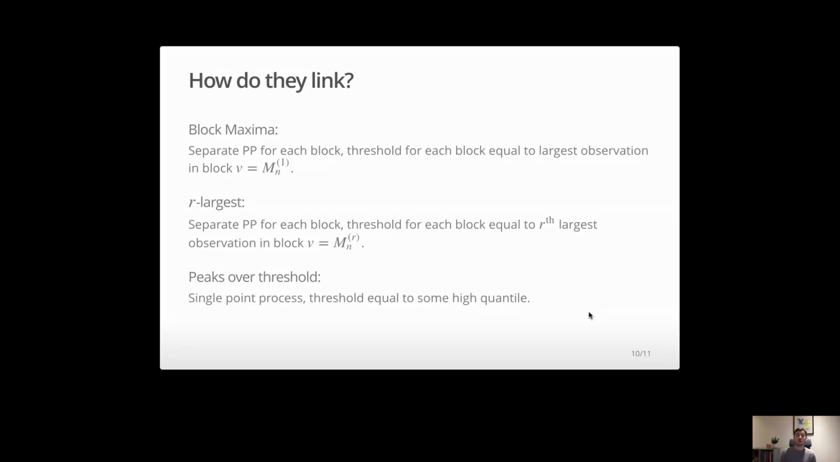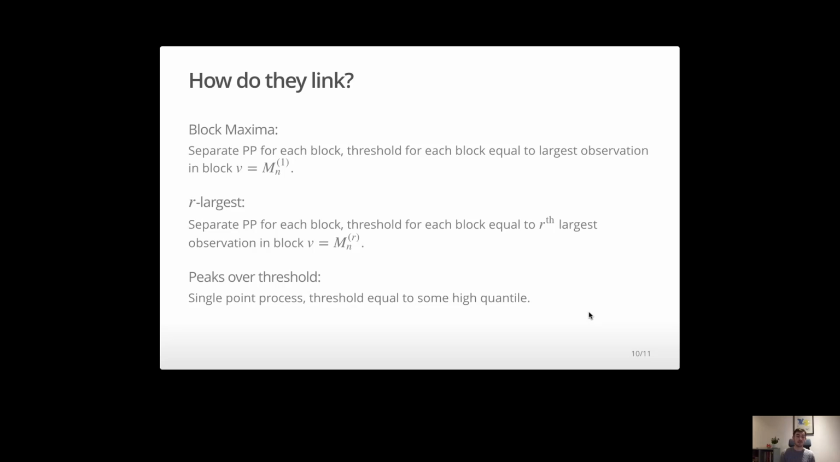So I mentioned before that this point process representation links all of the previous ones together. How exactly does that work? So for block maxima, what we're doing is considering a separate point process model for each block of observations, so perhaps each year of observations, and setting the threshold v to be equal to the largest observation in that period. That way, one observation is included in the likelihood for each independent Poisson process, and they combine to give you your likelihood function for block maxima.